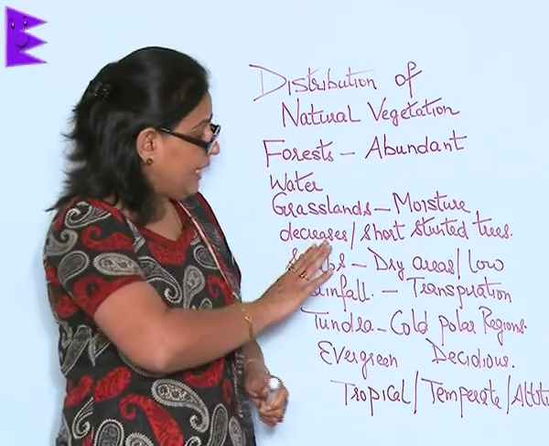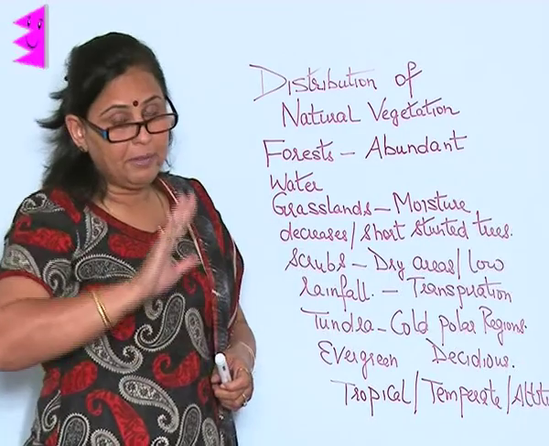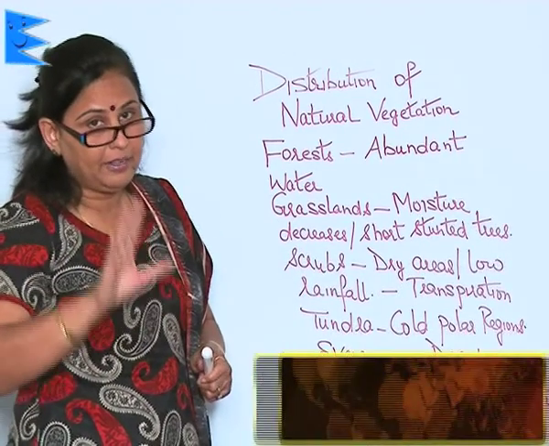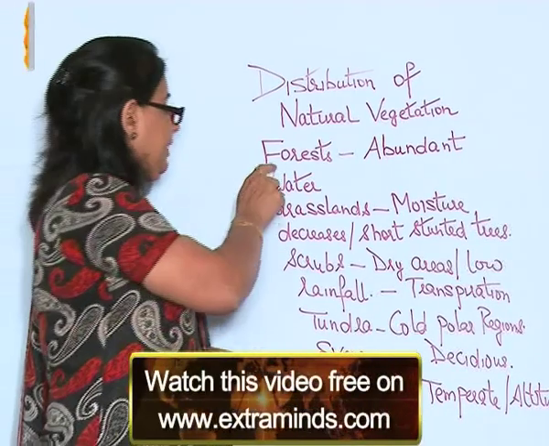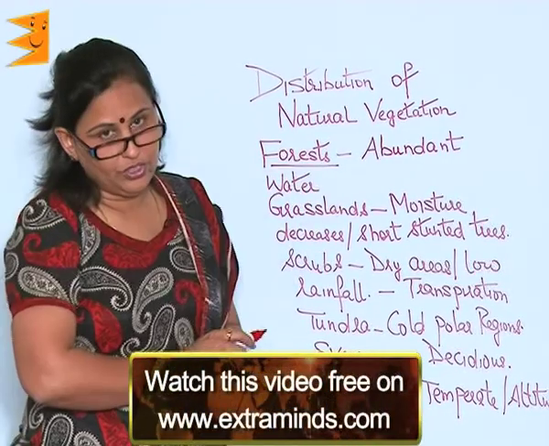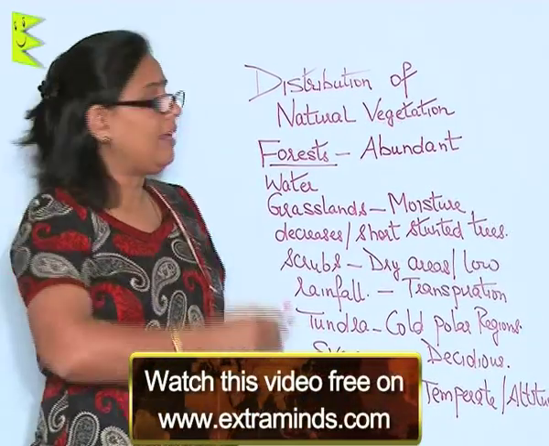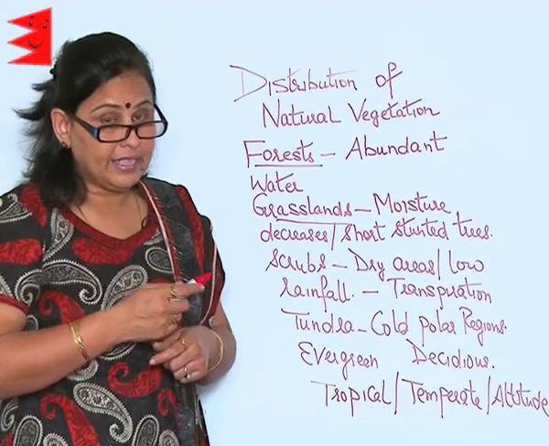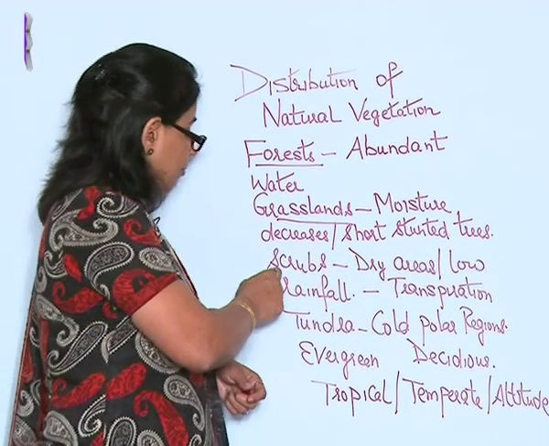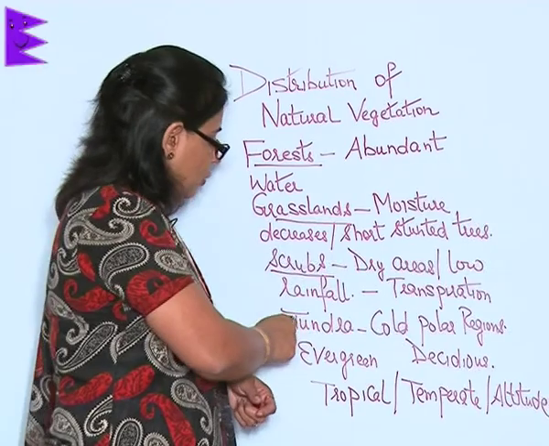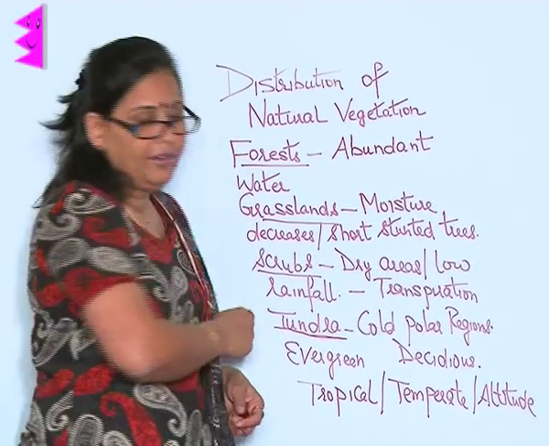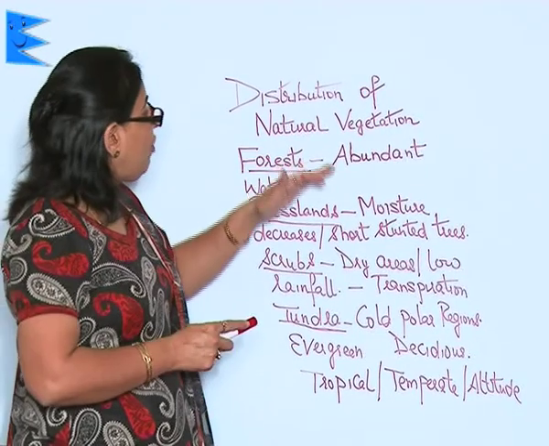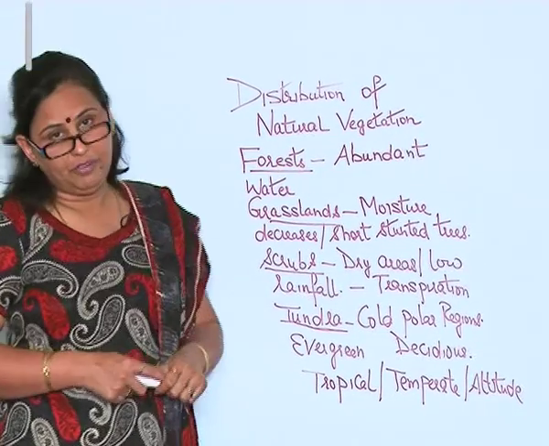And if you see it closely, you will observe that all of them are related to just one factor, that is the rainfall. When it is abundant, it is a forest vegetation. When it becomes less, it turns into a grassland. When there is scanty rainfall, that is the time we find scrubs, and the tundra of course is the colder regions of the world. So that was about the 4 natural vegetations of the world.